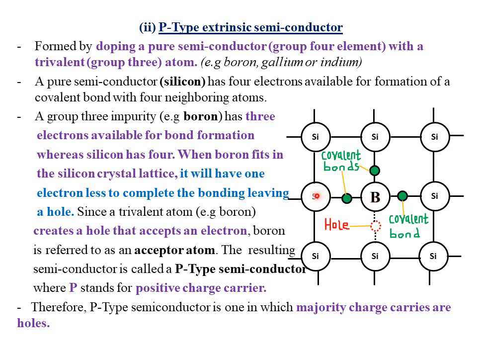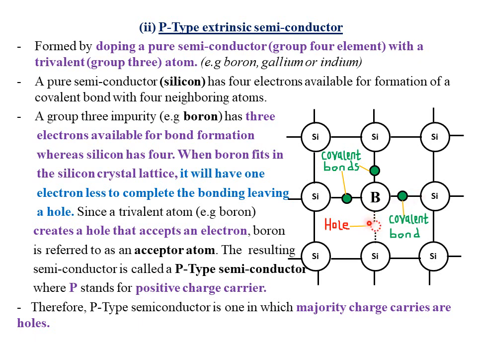So you can see we have the boron here, which has 3 valency electrons, whereas silicon has 4 valency electrons, such that when boron fits into the silicon crystal lattice, we'll have the first valency electron of boron forming a covalent bond with silicon. Then we have the second valency electron of boron forming a covalent bond with silicon. Then we have the third boron valency electron forming a covalent bond with silicon.